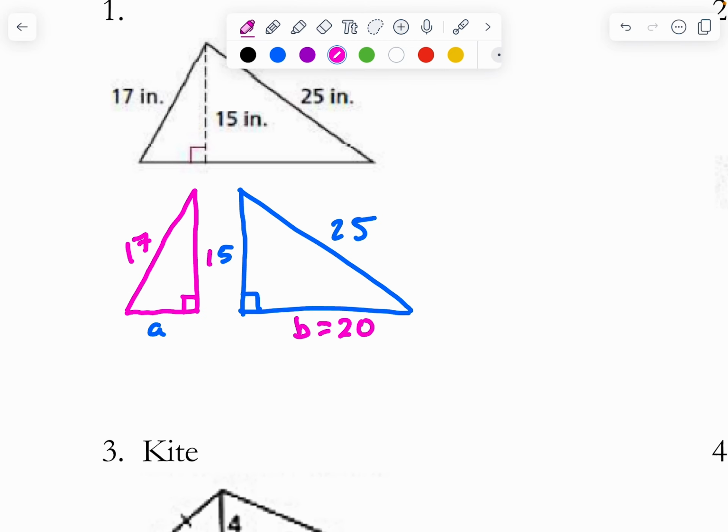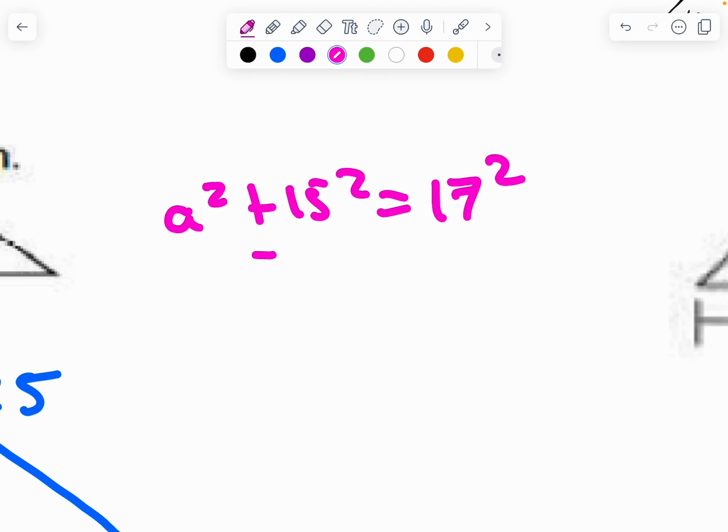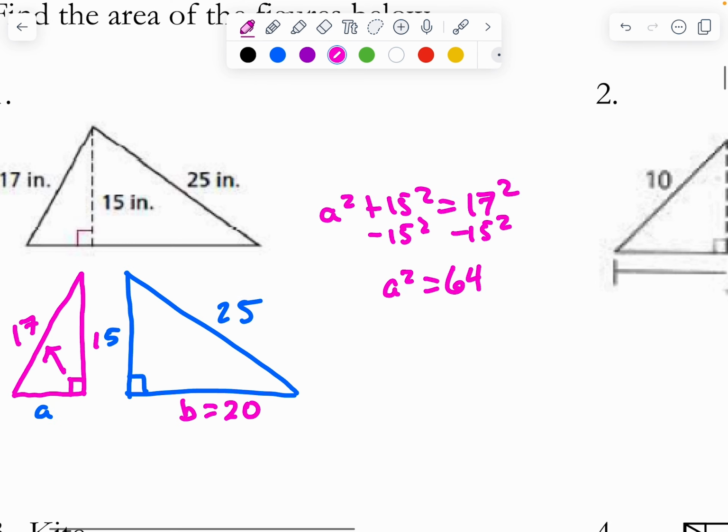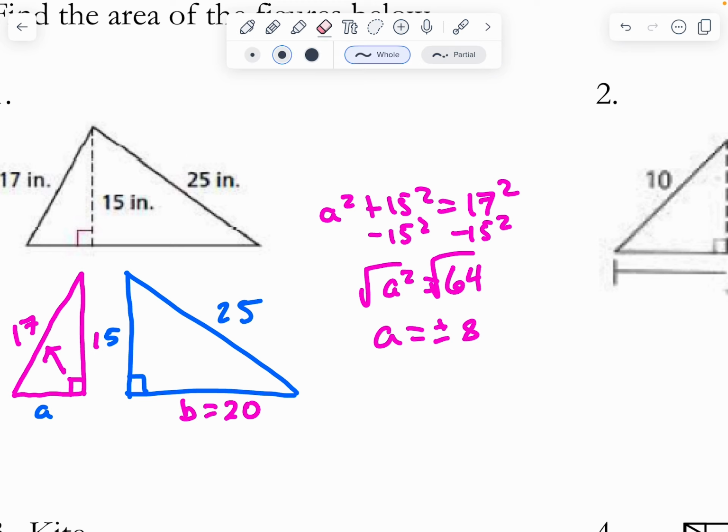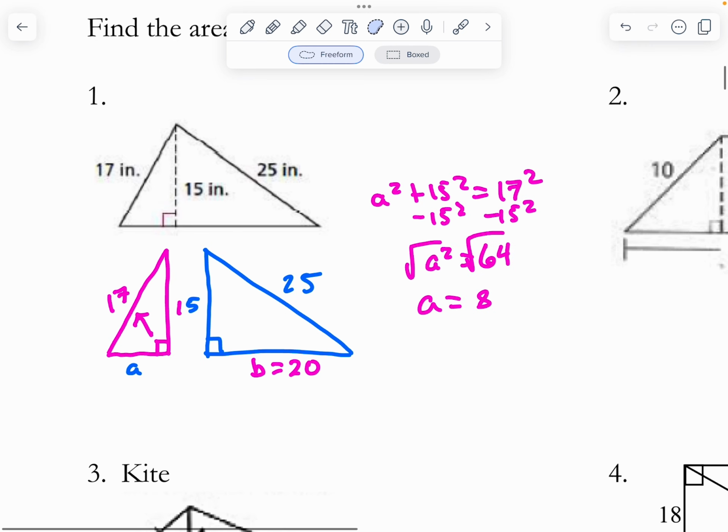Now for the pink one, we know that we're going to use a squared plus 15 squared equals my hypotenuse, which is 17 squared. Your shortcut here is just subtracting 15 squared. I don't have to write it all out. It saves me a little bit of time if I just say, okay, I have 17 squared and I'm going to subtract away 15 squared. I have my calculator right next to me. Feel free to use your own so you can see that it works. We're going to get 64. From here, I'm going to square root, and I'm going to get 8, plus or minus 8. But remember, can't have a negative length, so a is equal to 8. Great. So I found my two bases.